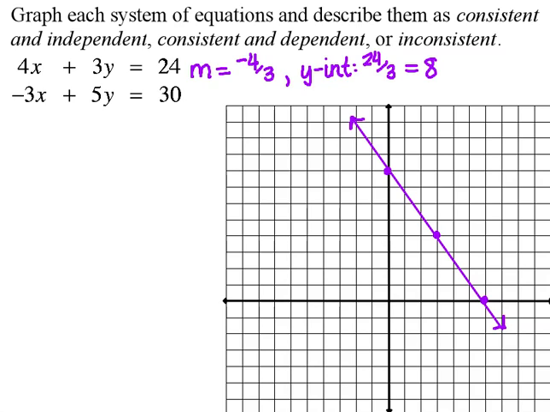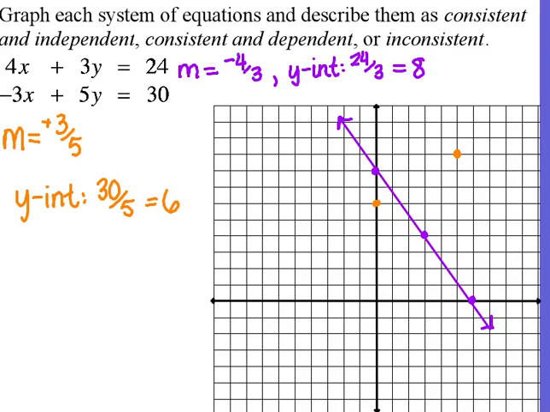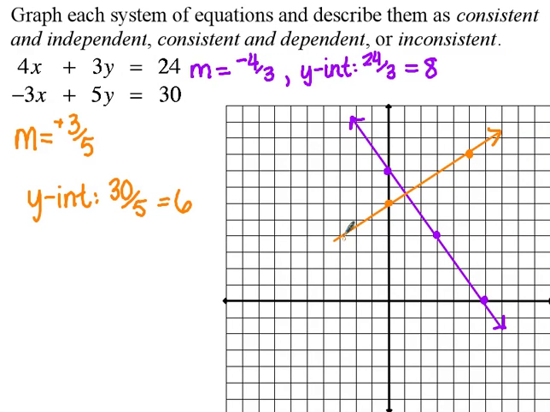Okay, what's my slope of my second line? Yep, negative of -3, which is a positive 3 over 5. What's my y-intercept going to be? 30 over 5, which is 6. Okay. So here you go. And then a slope of 3/5 means you do what? Up 3 over 5. So let's go ahead and graph that line.